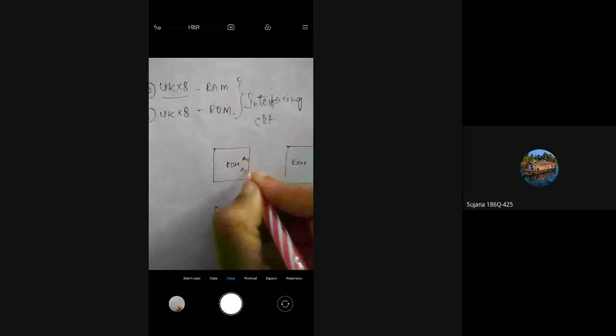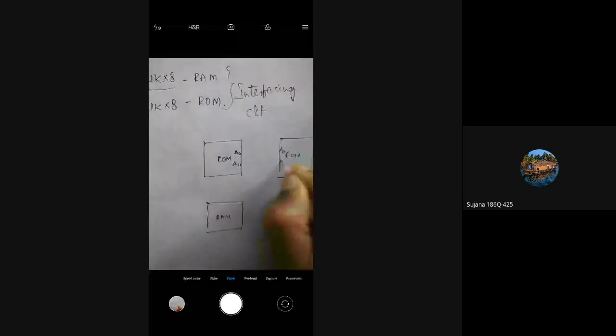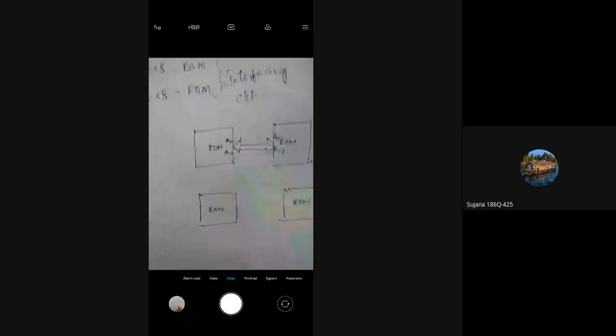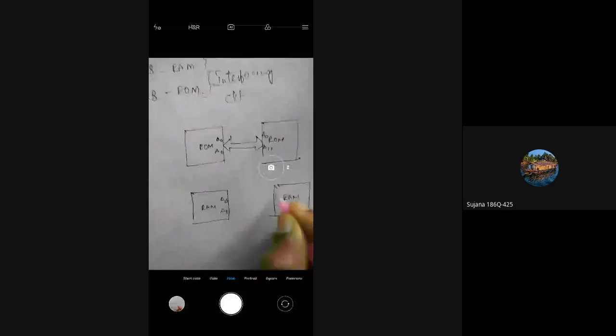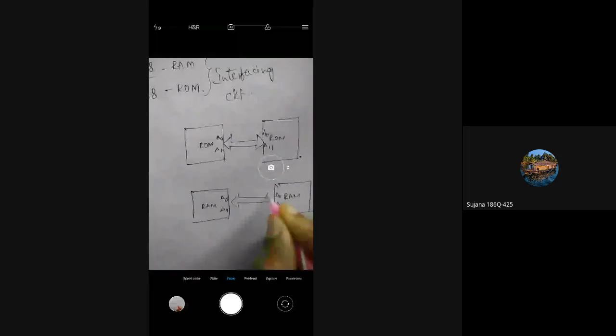So I require two RAMs or two ROMs for one memory bank. So this is one memory bank and this is another memory bank. First of all, this RAM contains A0 to A11, so it contains a minimum of 12 address lines. So the 12 address lines are connected. First I have to connect the address lines of the memory banks, that is, the memory devices, the memory chips. I'm establishing the connection between these address lines of the memory chips.